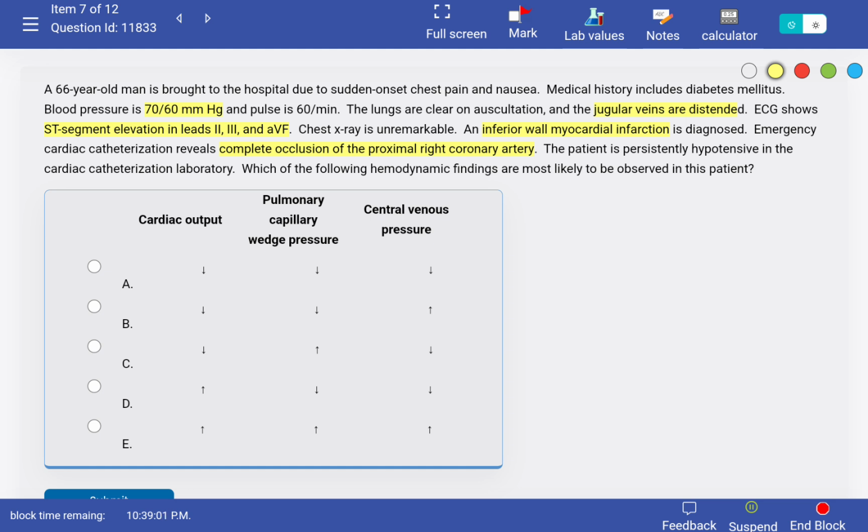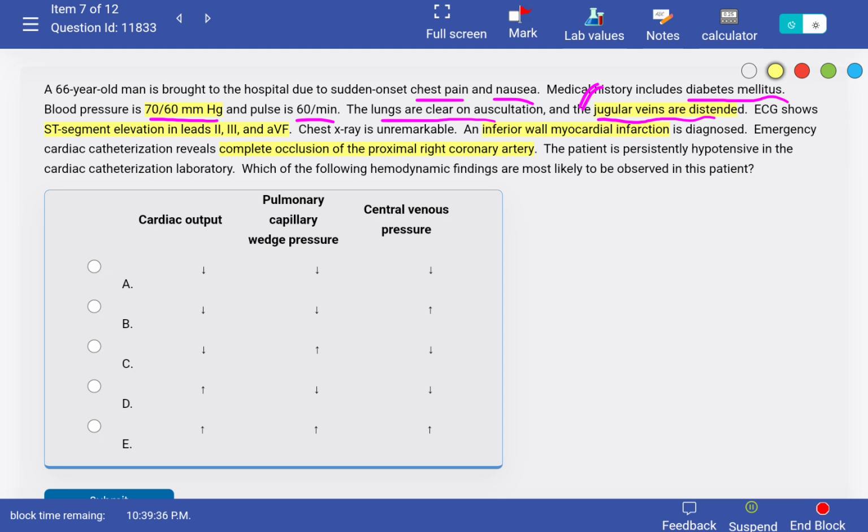We have a 66-year-old man brought to the hospital due to sudden onset chest pain and nausea. Medical history includes diabetes mellitus, BP is 70 by 60 mm of mercury, pulse is 60 per minute, right? Lungs are clear on auscultation. With that, jugular veins are distended, pointing toward right side heart failure, right? Because if lung auscultation is clear, that means there is no left heart failure, right?